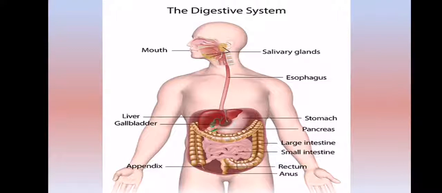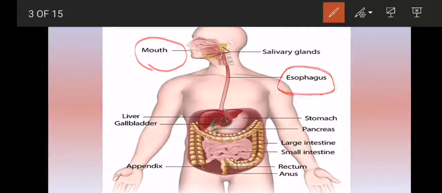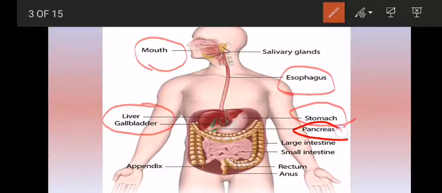Okay, this is the digestive system and these are the digestive system parts. This is the mouth, esophagus, liver and gallbladder, stomach, pancreas, large intestine, small intestine, rectum, and anus.